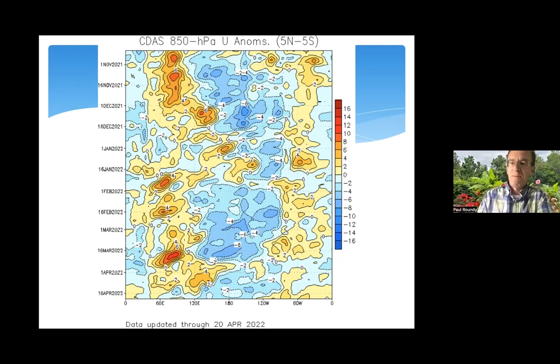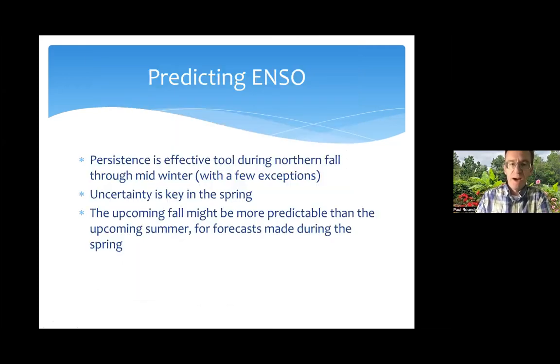But there's no guarantee that we get a cold signal in August. It's actually possible that a westerly wind event emerges and couples with the sea surface, and we end up going toward El Nino. Persistence is the effective tool during northern fall through midwinter, with a few exceptions. Uncertainty is key in spring. There's altogether too much confidence. And maybe you'll find that you're right this time, but that doesn't mean skill.